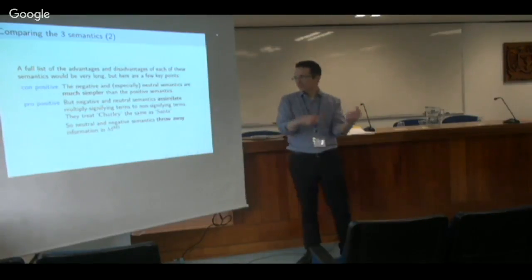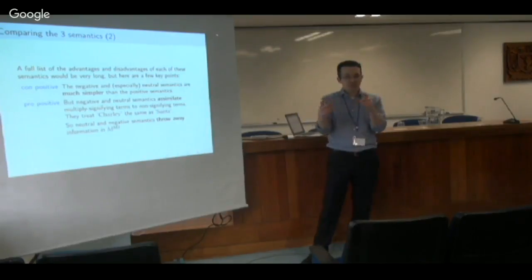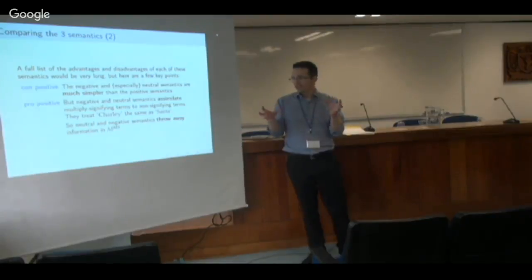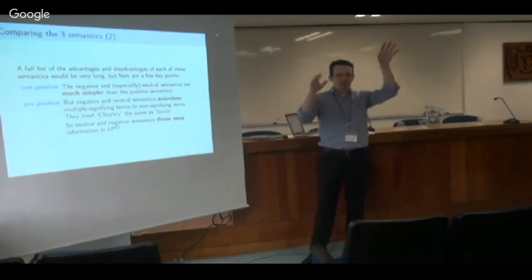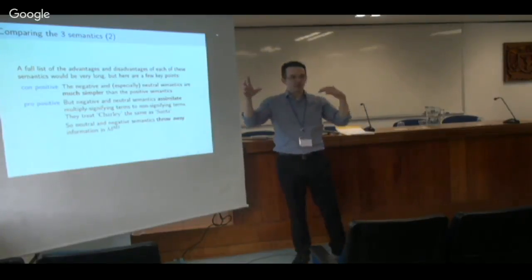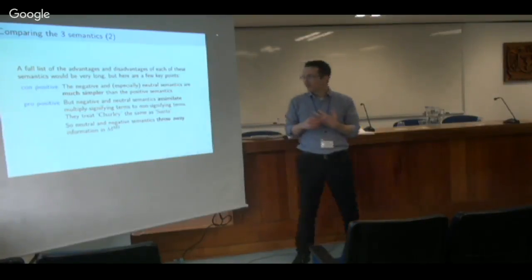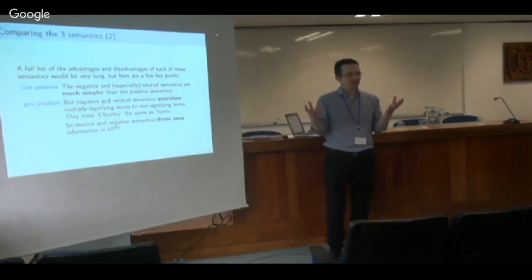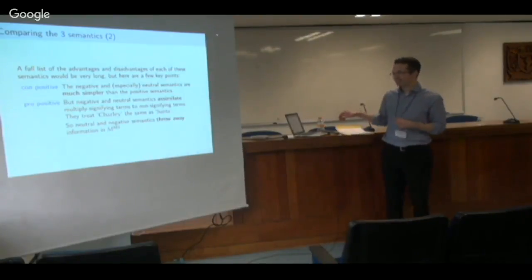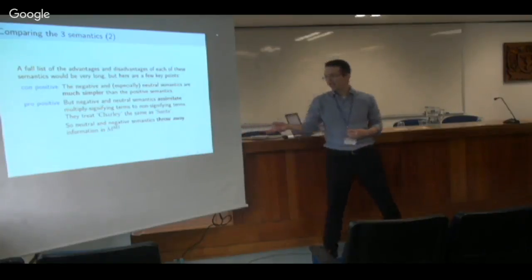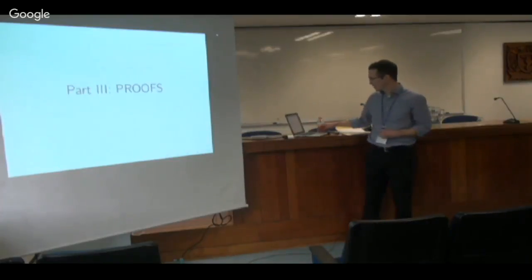They treat Charlie the same as Santa. But I think, like Charlie and Vulcan, to use an obvious example, I think they're different. In exactly the same way that 1 divided by 0 is different from the square root of 4. Right? We can say the square root of 4 is less than or equal to 8. But we can't say 1 divided by 0 is less than or equal to 8. So the concern is that neutral and negative semantics throw away information that's present in the multiply signifying model.